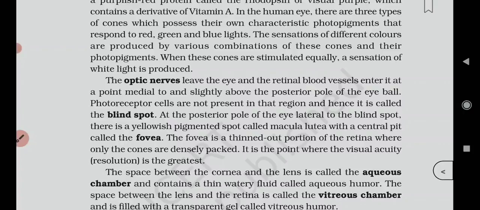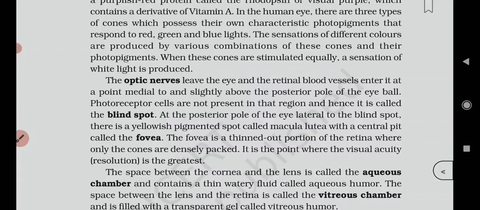Resolution means clarity, where maximum clarity is present at the fovea, because there are lots of densely packed cones there, but there are no rods. So NCERT is saying that only the cones are densely packed. So fovea is the thinned out portion of the retina. This is the central pit of the macula, with a central pit called fovea. So there is a central pit on the macula lutea.